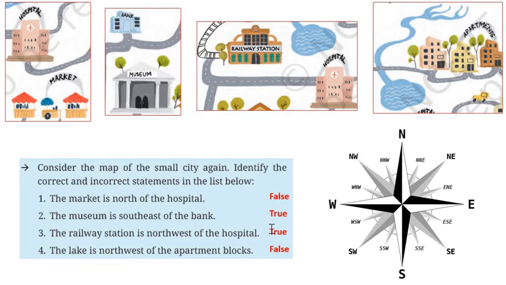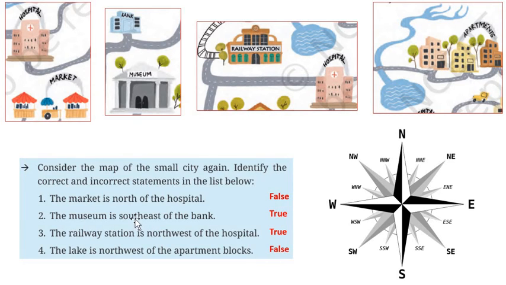Now again let us consider a question from the textbook. Consider the map of the small city again. Identify the correct and incorrect statements in the list below. The first is: the market is north to the hospital. You see this figure. Where is the market? Here. And this is the hospital. So which direction? Come on, it's in the south direction. See this direction. So the market is in the south direction to the hospital.